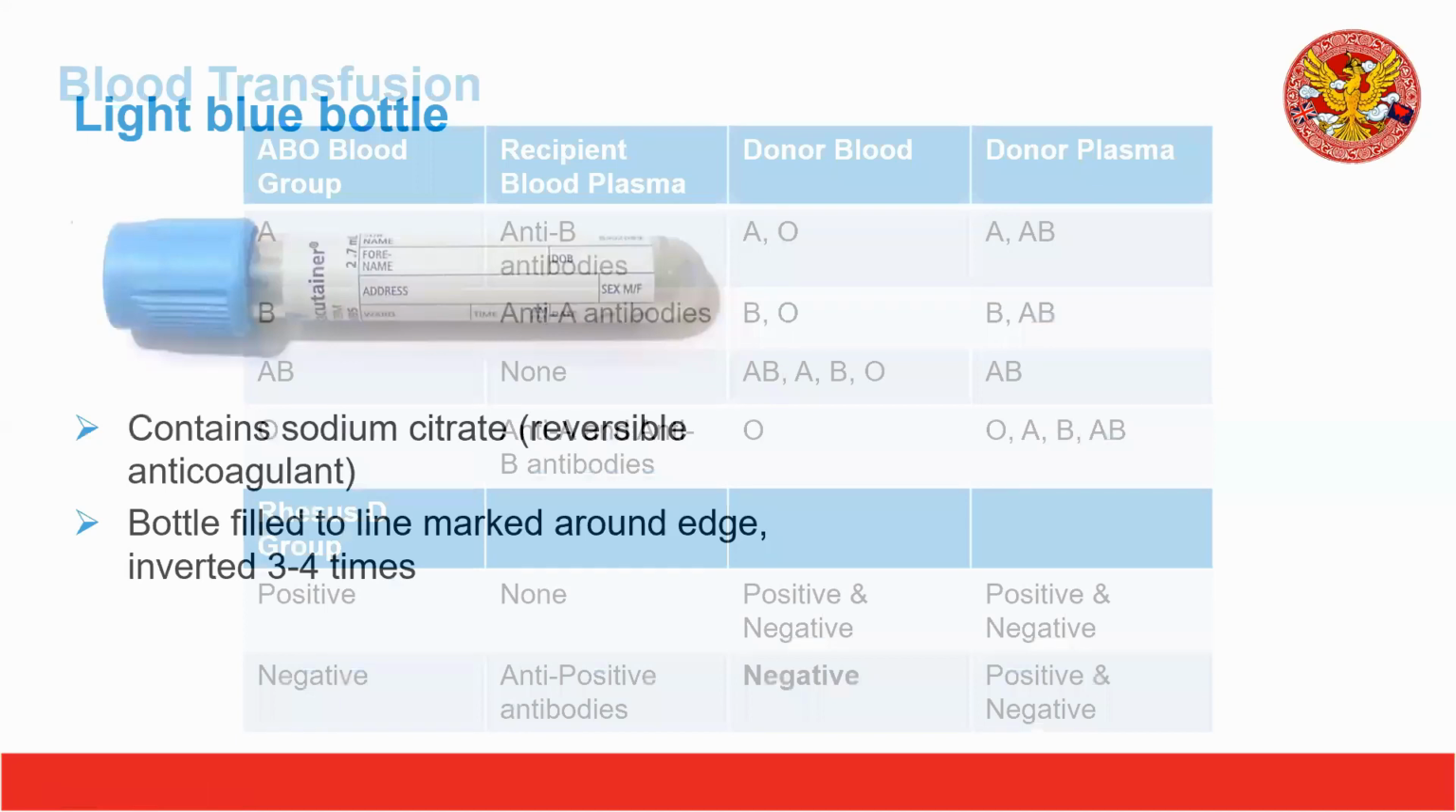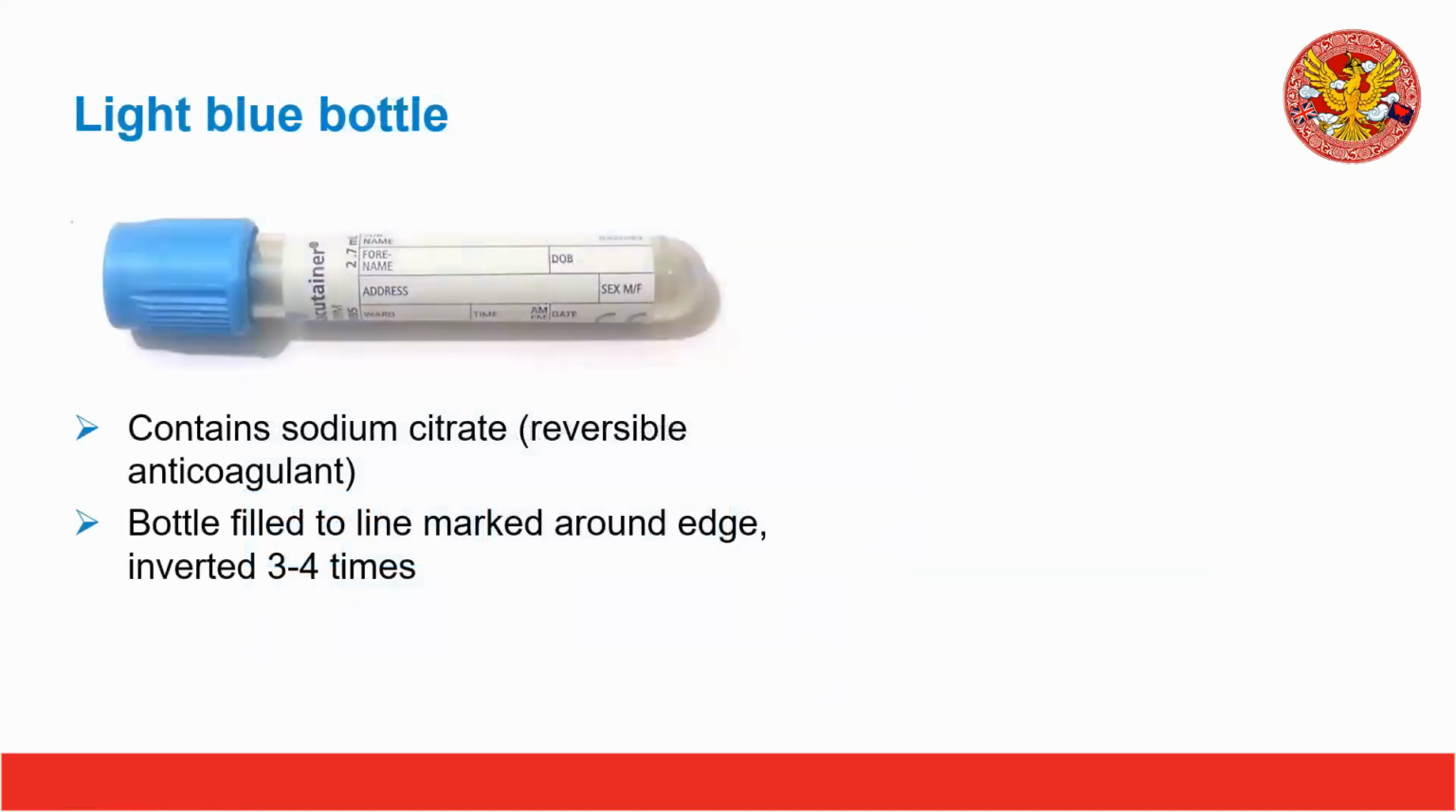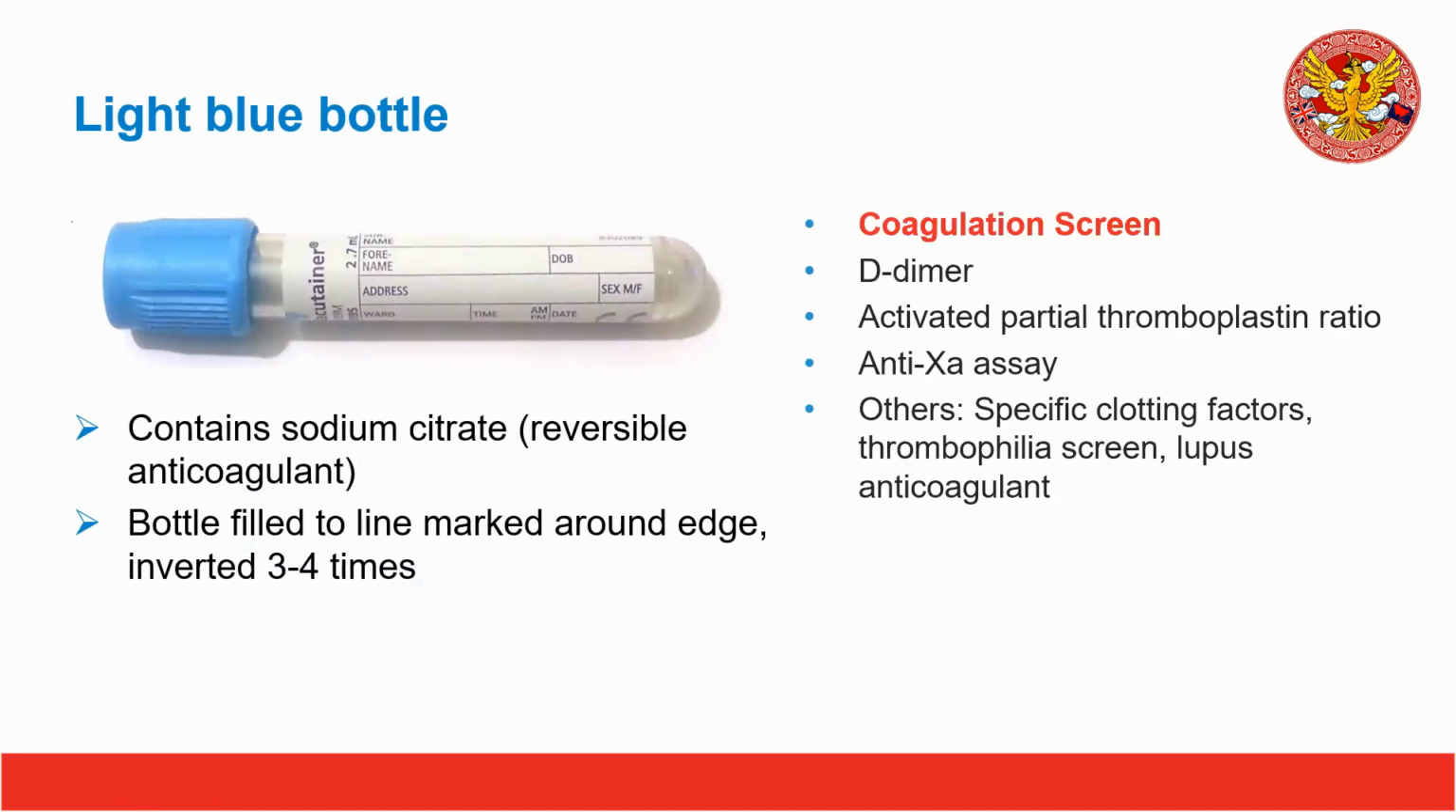Finally, looking at the light blue bottle, which is normally done for your coagulation studies. And the main thing that we're going to look at here is your coagulation screen. It also looks at other tests like doing the D-dimer, which measures your risk of thrombosis, your activated partial thromboplastin ratio, anti-10 assay, and other specific clotting factors, or looking for your lupus anticoagulant.